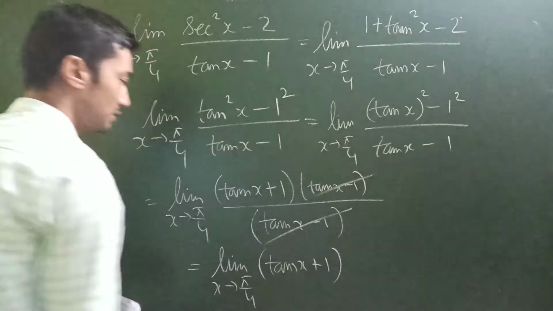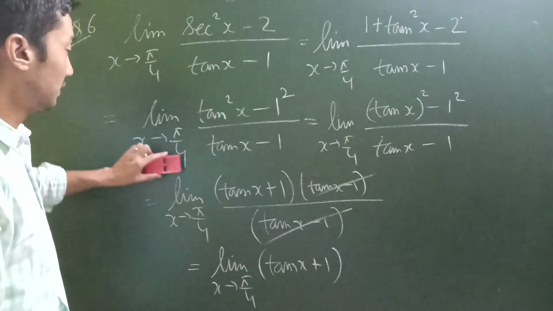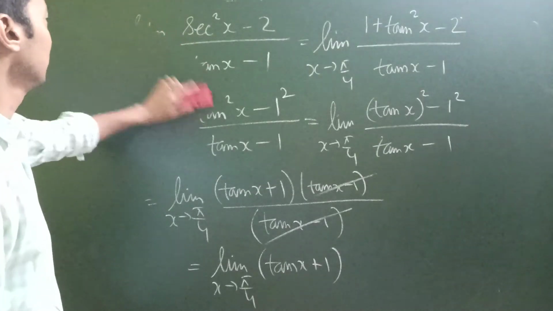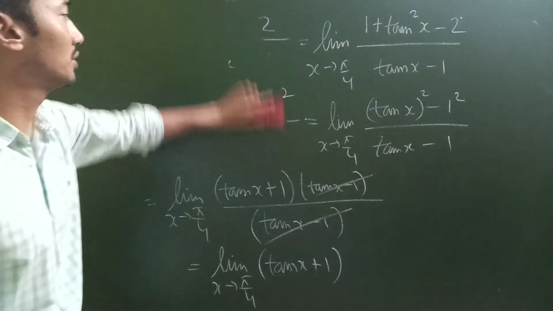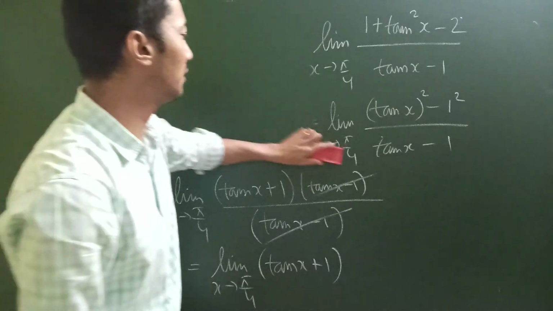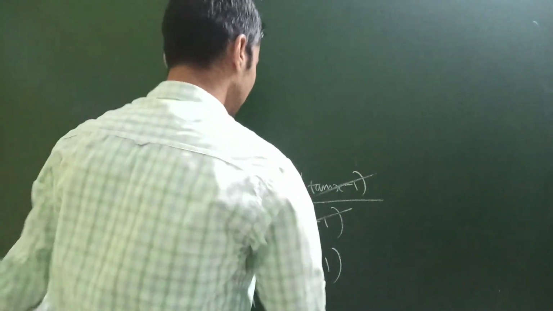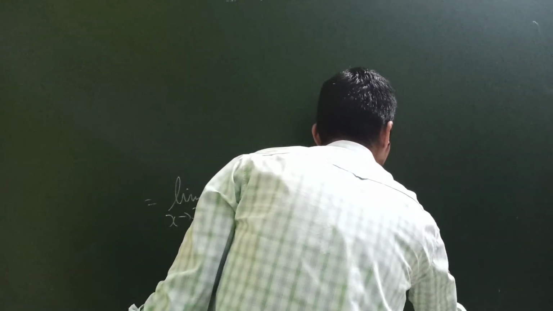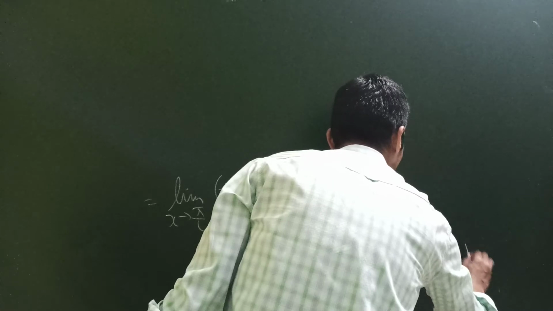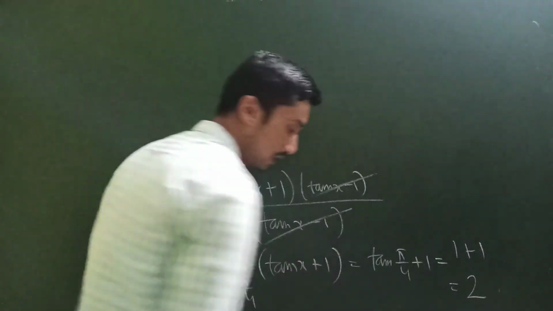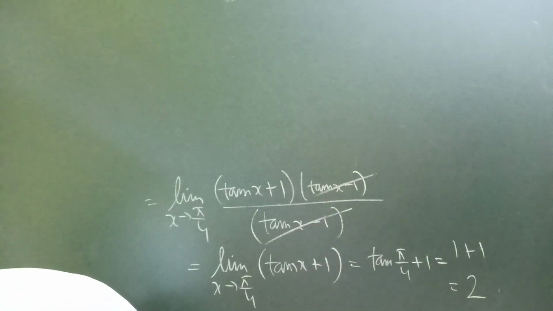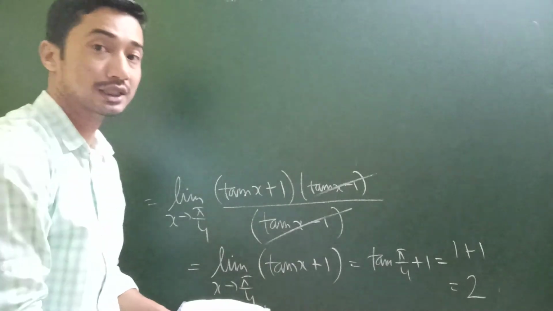So now we know that definitely we can use the value of x equal to pi by 4, because we are not going to be getting 0 by 0, isn't it? So then we can use, remove the limit, tan of pi by 4 plus 1. Now tan pi by 4 is 1, 1 plus 1, our solution is 2. Simple if you know how to do it.